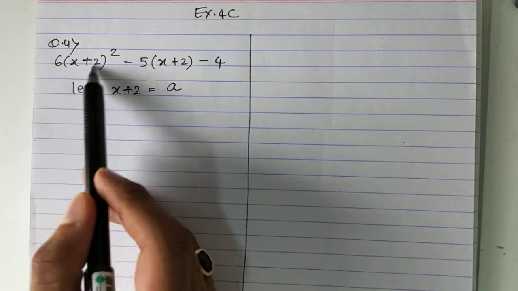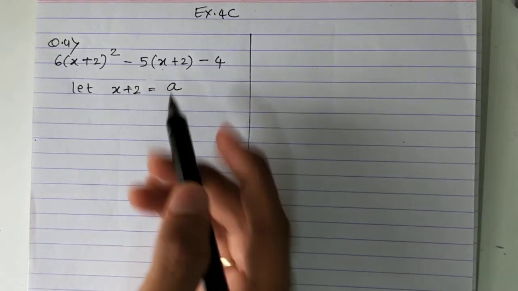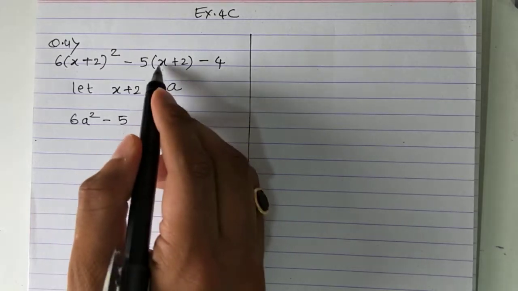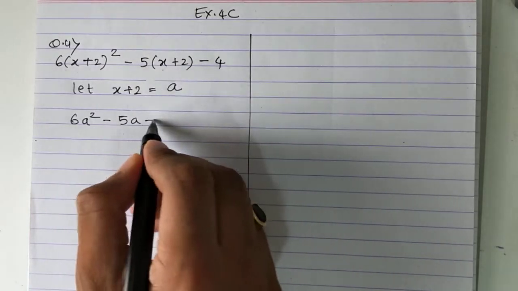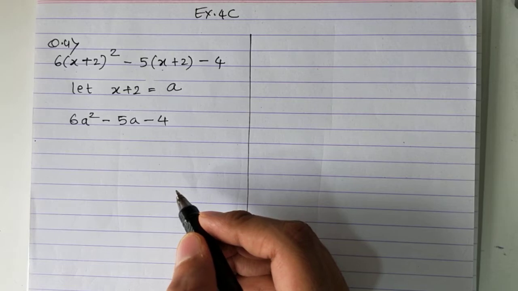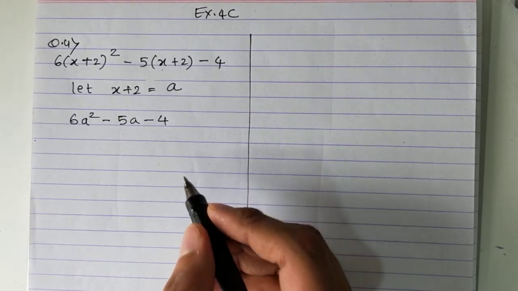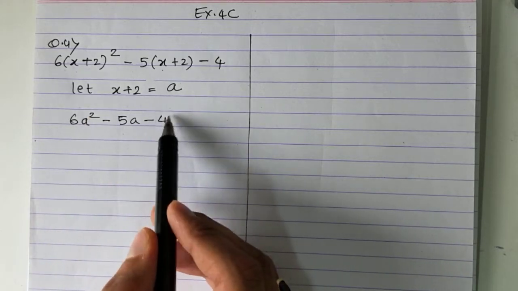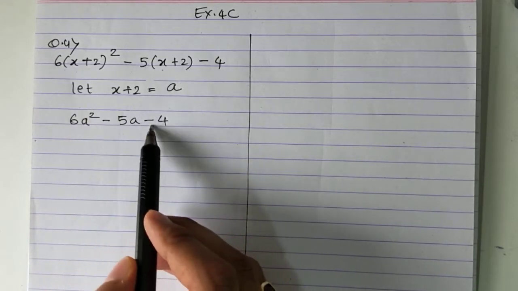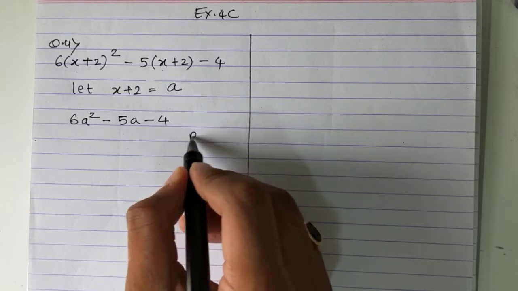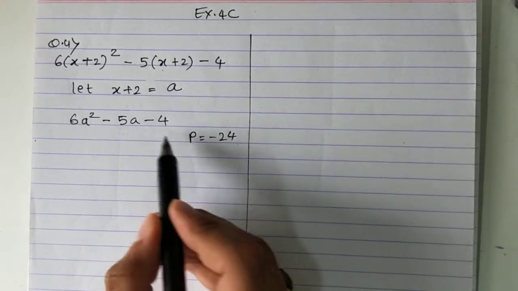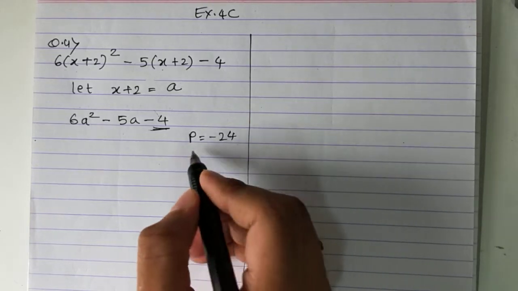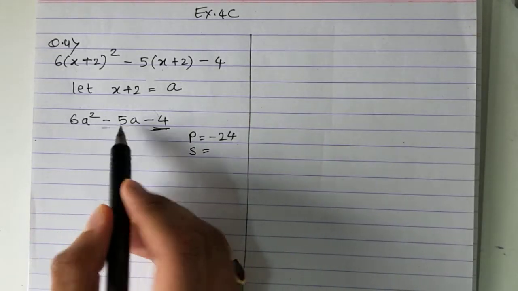So in the place of x plus 2, I'll substitute a. So this will become 6a square minus 5a minus 4. Correct? Now we'll split the middle term. First we have to multiply the first term and the last term. So 6 into minus 4 is minus 24. So the product should be minus 24, and the sum should be minus 5.